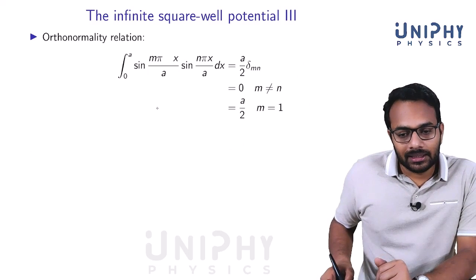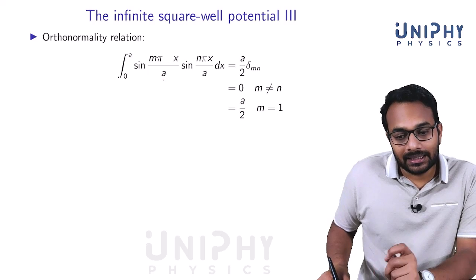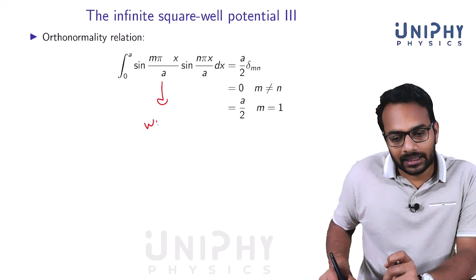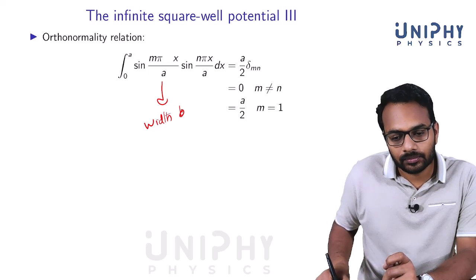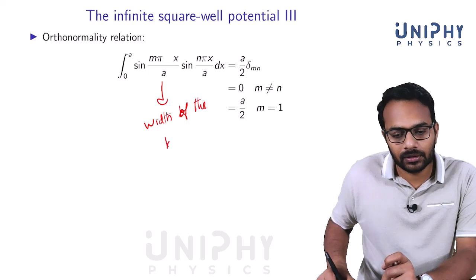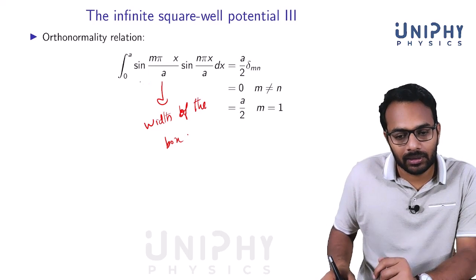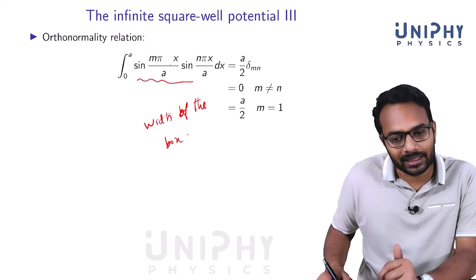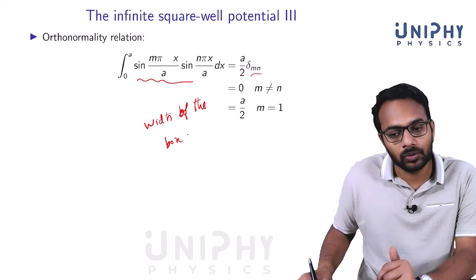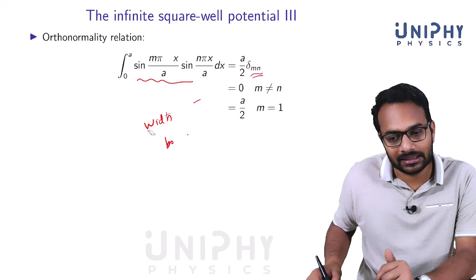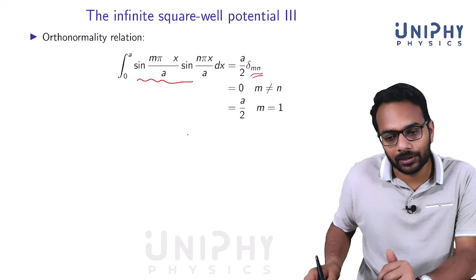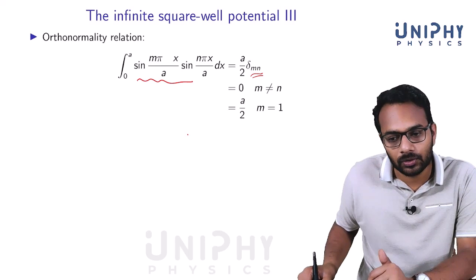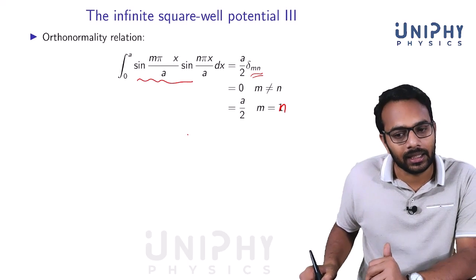And the orthonormality relation, in this case, is simple. As we said, a is the width of the box. Remember that a is the width of the box. The orthonormality relation: you can easily check that the integral of sine m pi x by a times sine n pi x by a, from 0 to a, is a by 2 delta mn, which means that it's 0 if m is not equal to n, and a by 2 if m equals n.